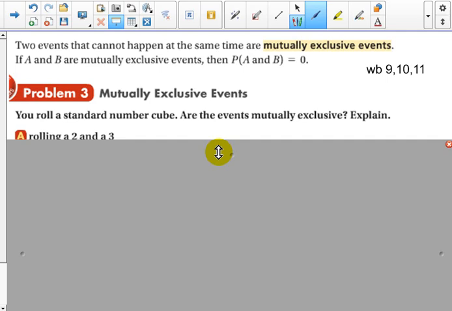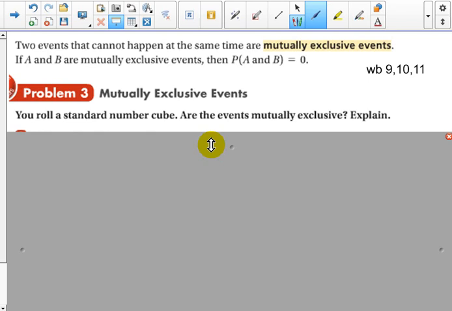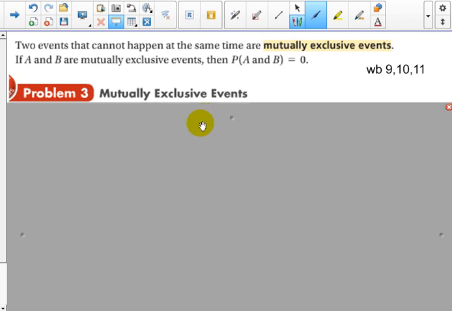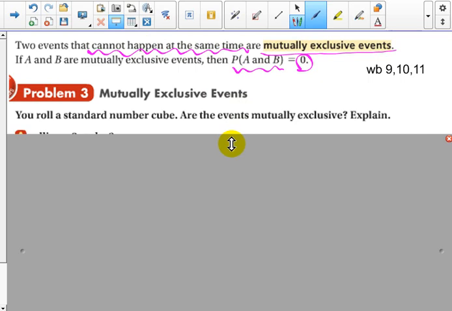Let's look at mutually exclusive events. Now, what happens when they're mutually exclusive? Two events that cannot happen at the same time are mutually exclusive events. So let's look. Cannot happen at the same time. If A and B are mutually exclusive events, then P of A and B equals 0. So there's no probability that they can happen at the same time. That's mutually exclusive. So let's look at some examples.